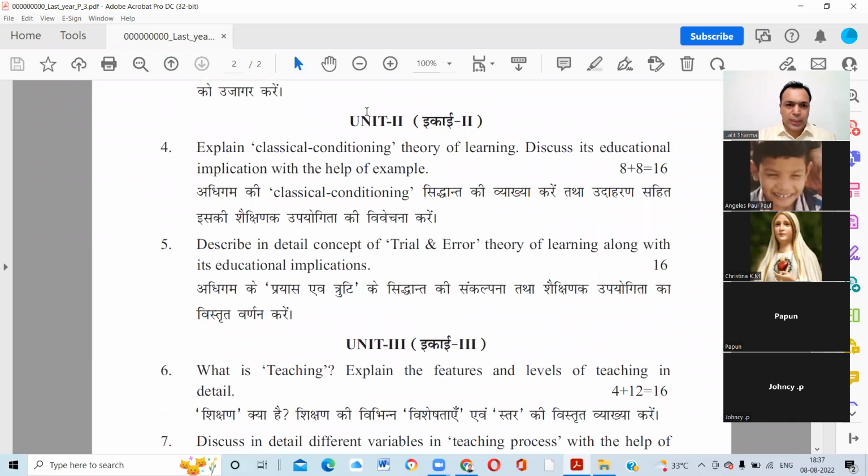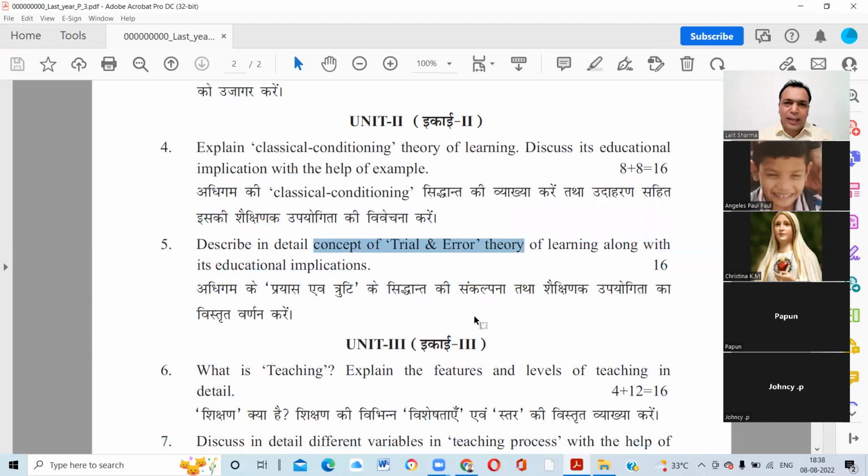Okay, in unit 2, please see question number 4. There are 2 or 3 theories now in your syllabus. 2 theories have come. One theory that has come is the classical conditioning theory. You know that this theory is given by Pavlov, right? The dog experiment. It was given by Ivan Pavlov. And the second theory is the trial and error theory. It was given by Thorndike.